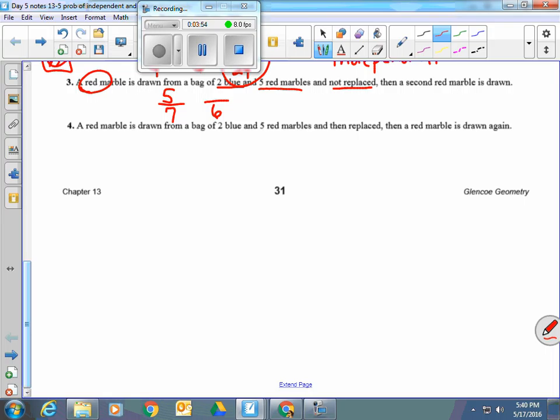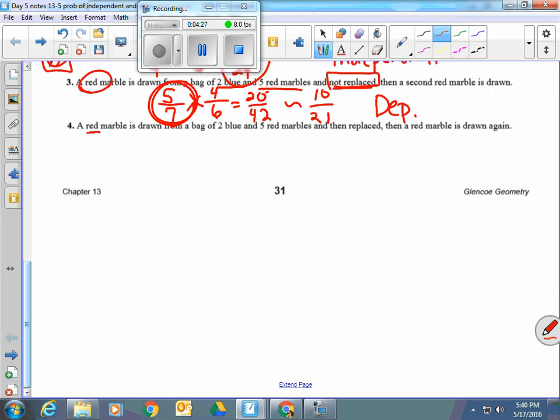Well, if I've already picked one, how many marbles are in the bag? If I've already picked one of the red marbles out, that means I only have 4 left. So here we're going to multiply straight across. That would be 20 over 42. Now I can reduce this. I can cut them in half. That would be 10 over 21. This is a dependent event, meaning that depending on what I get here, my next draw, because I did not replace it, is affected by the drawing.